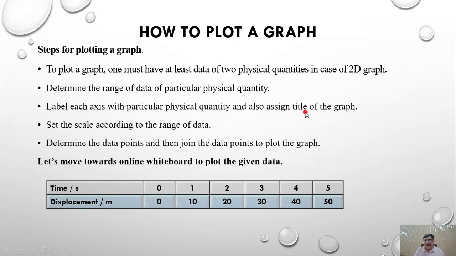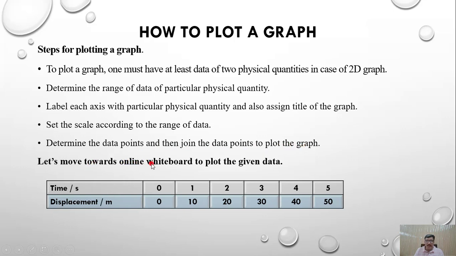Then also assign a title to the graph. Most of us miss this and don't assign a title. If we don't assign a title, then any other person who checks that graph will be unable to notice what this graph is about. After that, set the scale according to the range of data. Whatever the range of data you have, set the scale for that range. And after that, determine the data points on the graph and then join the data points to plot the graph.